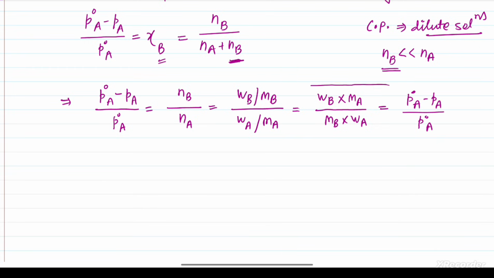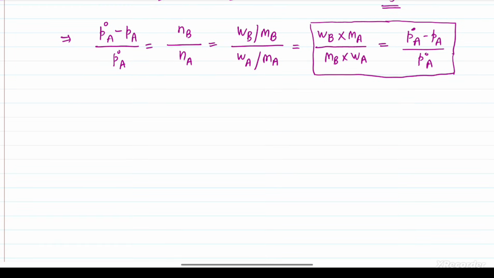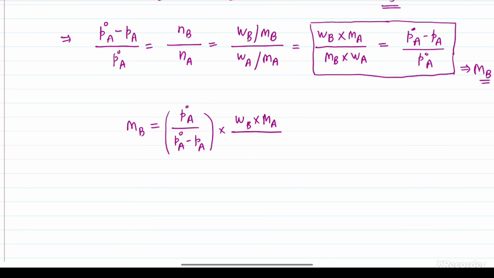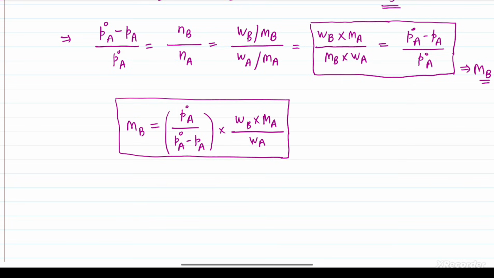So this is the expression that we have. But in every colligative property, the purpose of using a colligative property is to determine the molar mass of the solute. That means we should be able to get Mb. So when we rearrange this equation with respect to Mb, we get the final expression as P naught A divided by P naught A minus PA, then into Wb into Ma divided by Wa. So this is the formula that we have to use for relative lowering of vapor pressure.